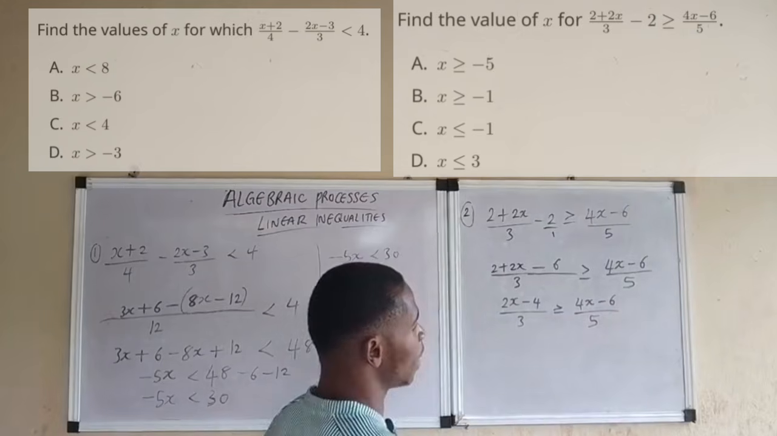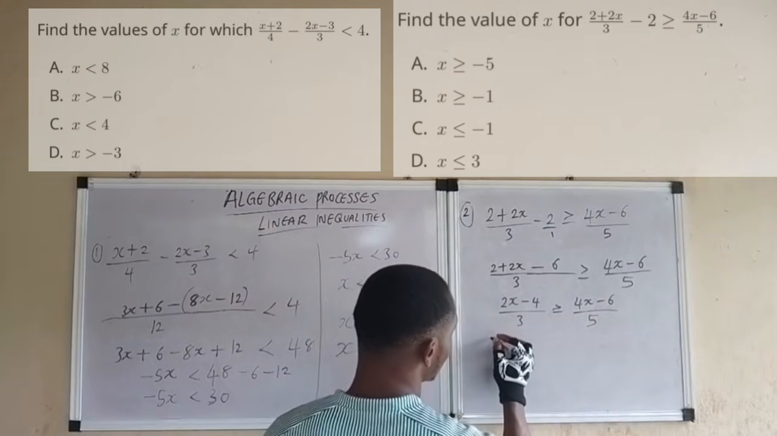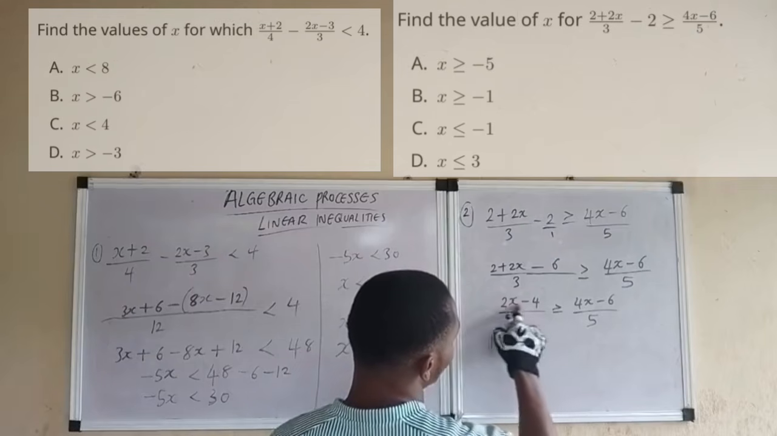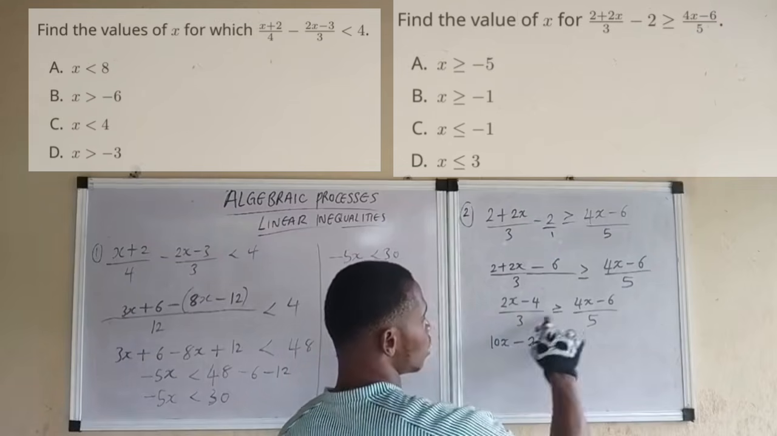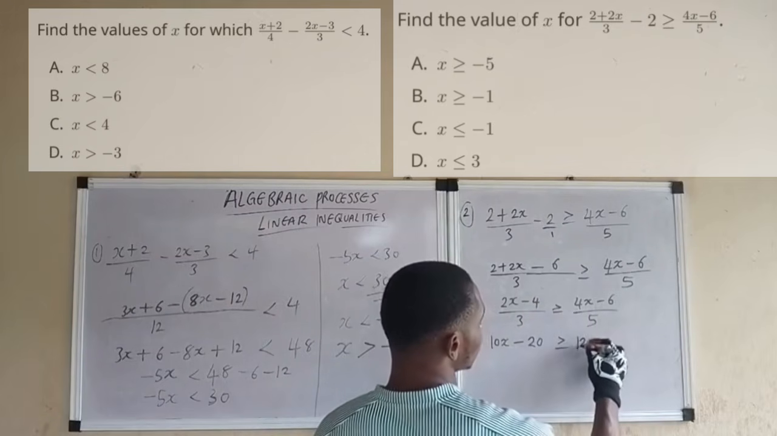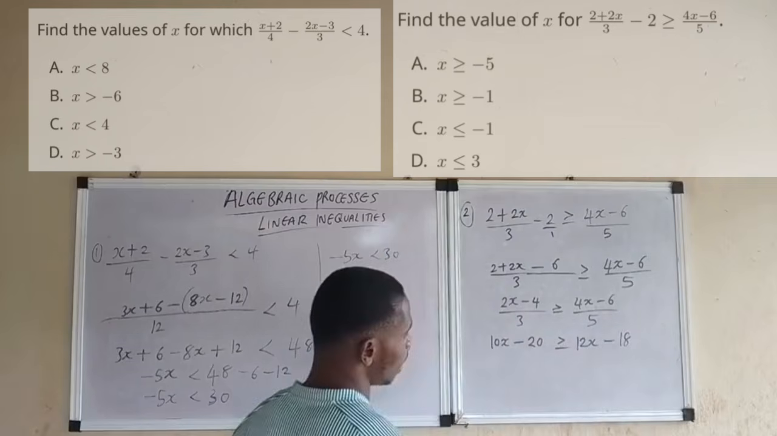Now we're going to cross multiply. All right, like this. So 5 times 2x is 10x minus 20. 5 is expanding everything that we have here. Now we are going to also use this to expand. Put the greater than or equals to sign here. 3 times 4x is what? 12x. 3 times minus 6 is minus 18. Now we're going to collect like terms.